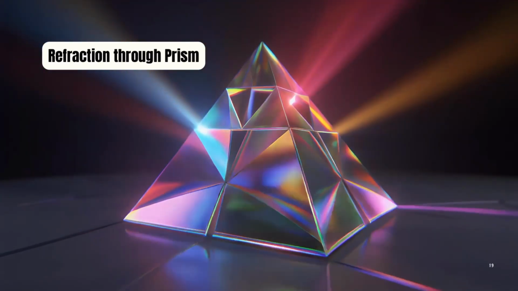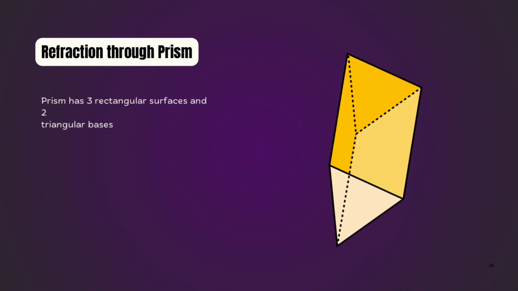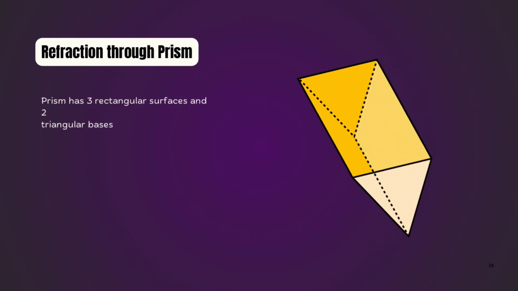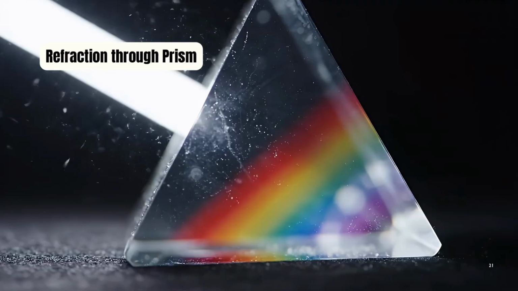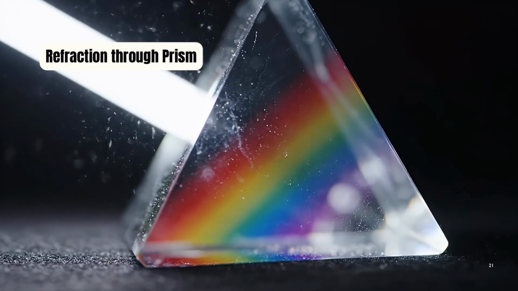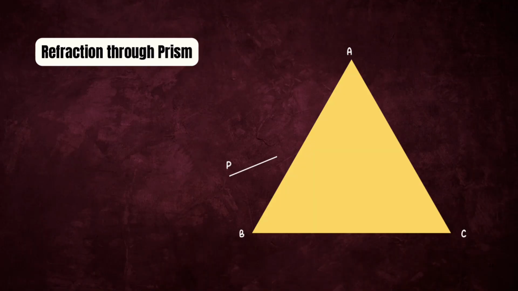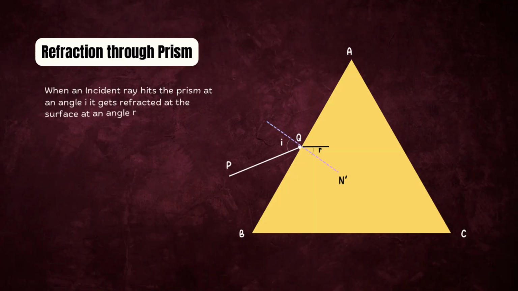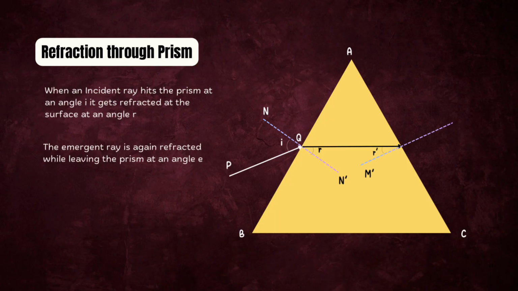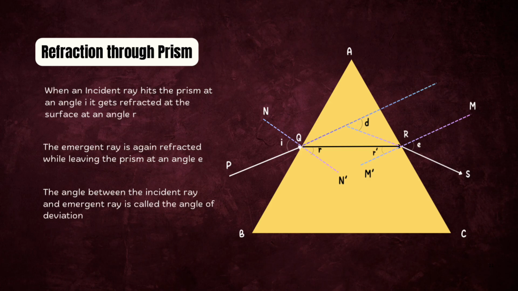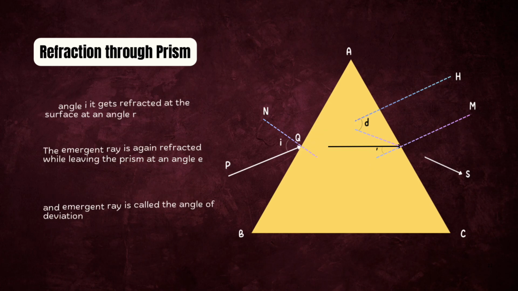Refraction through a prism. Prism has 3 rectangular surfaces and 2 triangular bases. And when light passes through the prism, it gets refracted twice. When an incident ray hits the prism at an angle I, it gets refracted at the surface at an angle R. The emergent ray is again refracted while leaving the prism at an angle E. The angle between the incident ray and the emergent ray is called the angle of deviation.